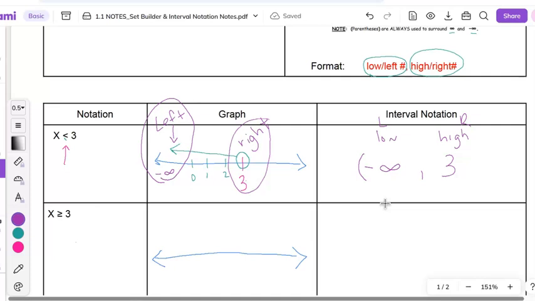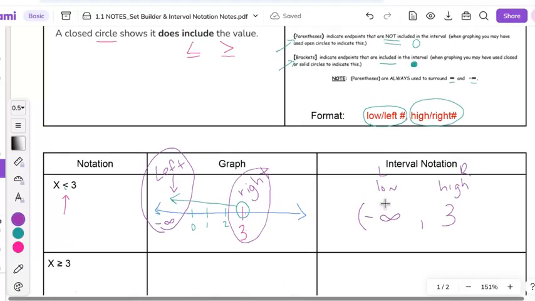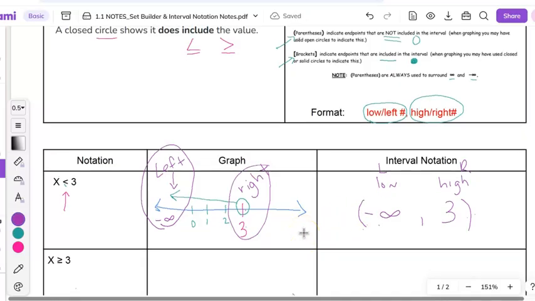Now, the 3 is an open circle, which means it's not included, and so that gets a parenthesis. And so this is it. It's all the numbers from negative infinity to 3, not including either one. That's what that symbol would mean.